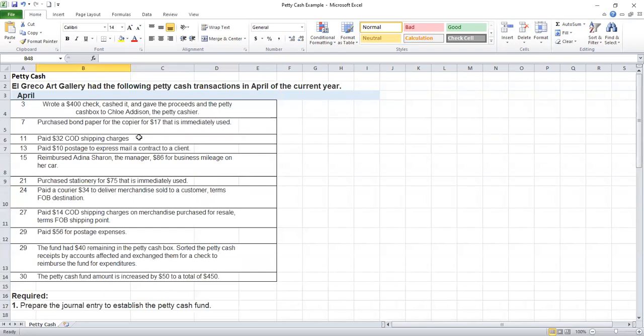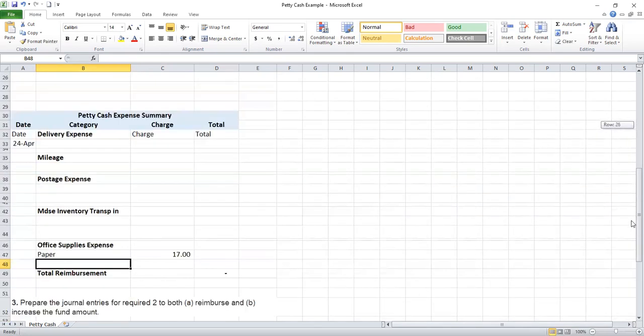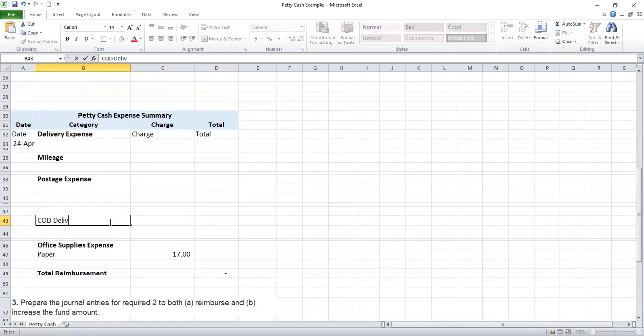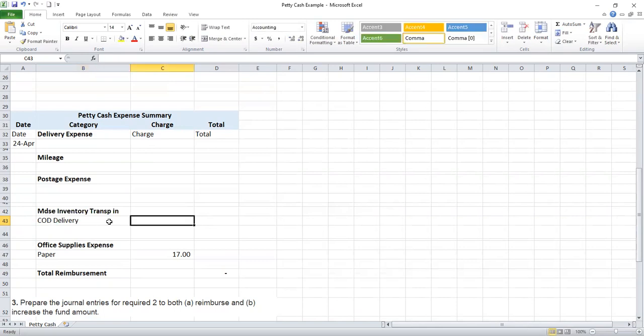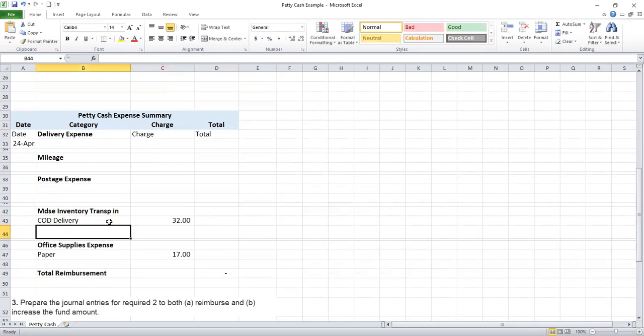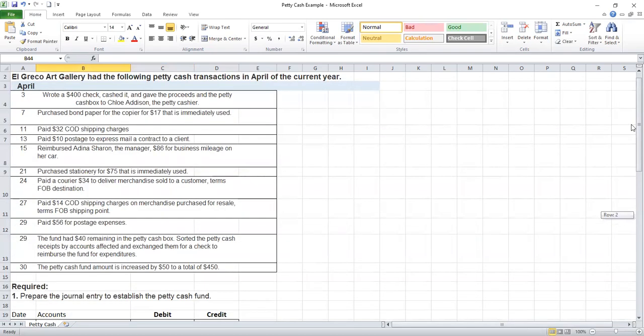So you're sitting in your office. Here's a delivery. How are you going to pay for that delivery? You don't use your own money. You use the company's money in petty cash. So $32 cash on delivery, COD, shipping charges. So this is merchandise inventory transported in. Okay. COD delivery, I'll just put that. You could be as specific as you want. Just be somewhat specific, so when I'm checking it over, I could see, if you went wrong, why did you go wrong.